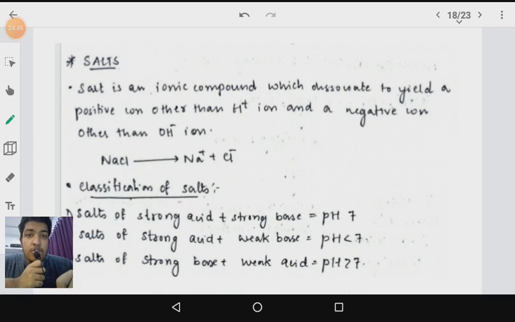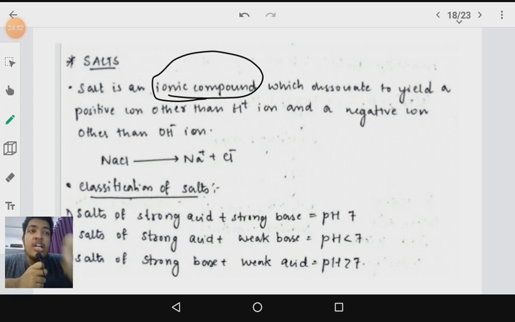Now let us talk about the last topic of this chapter, which is salts. Salt is basically an ionic compound which dissociates to give an acidic cation as well as a basic anion. Now what does it mean? It is going to give us a positive ion other than H plus, and it is also going to give us a negative ion other than OH minus.